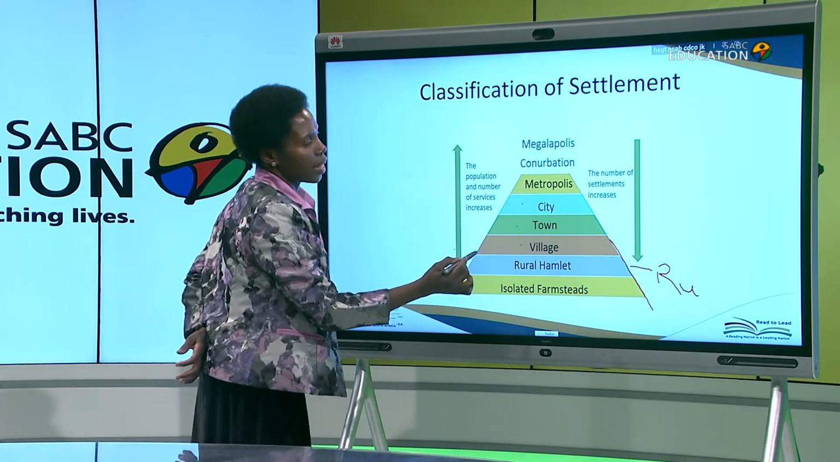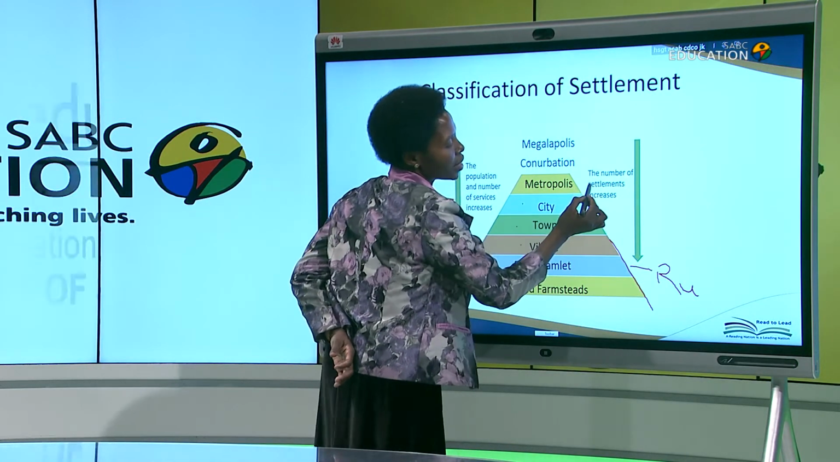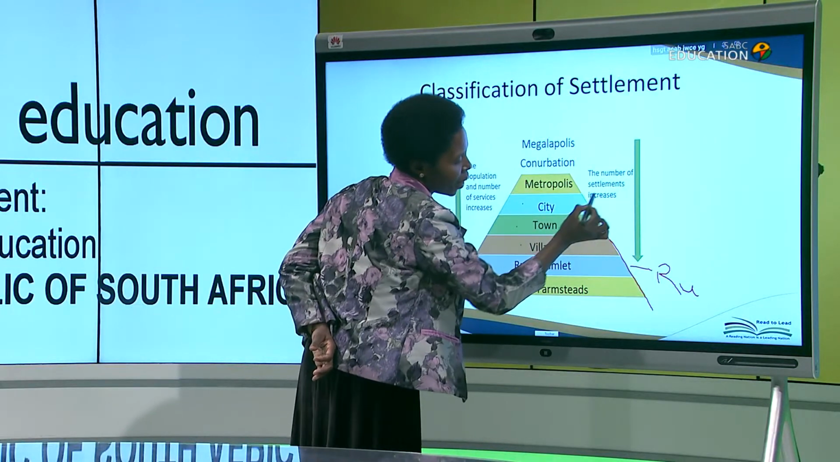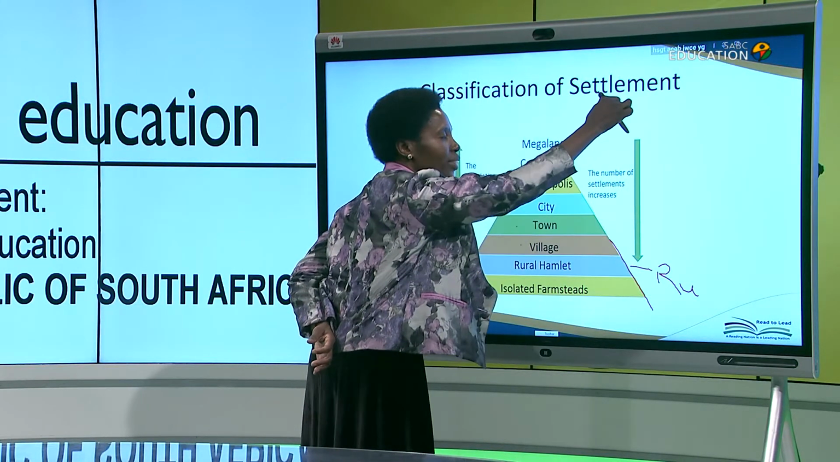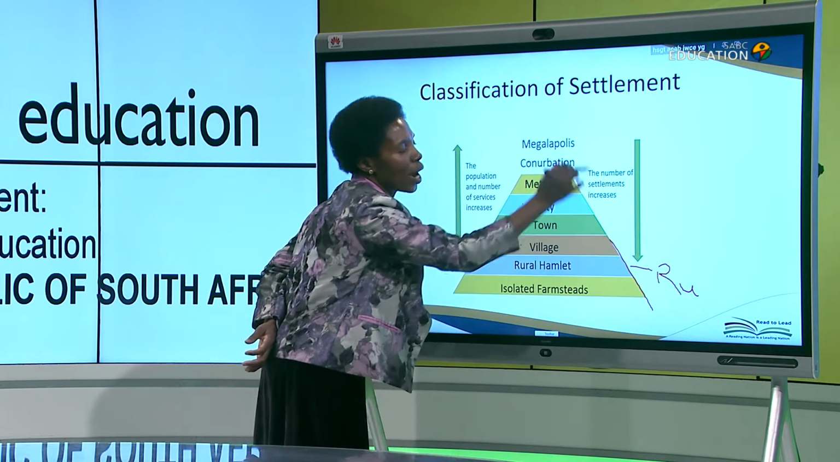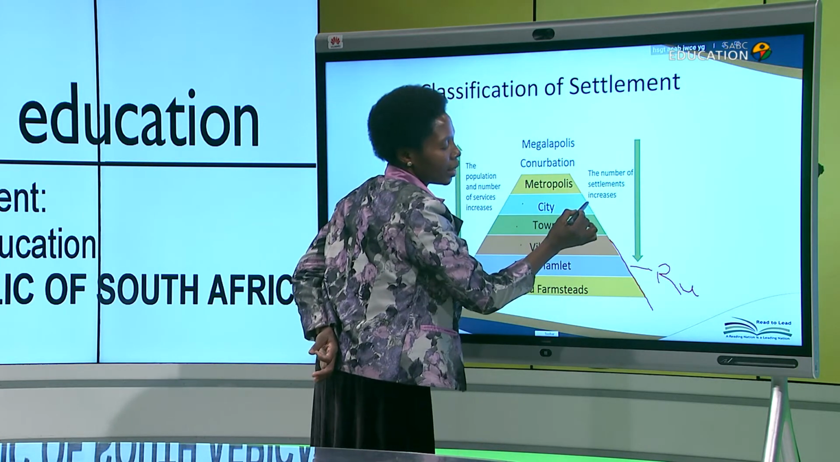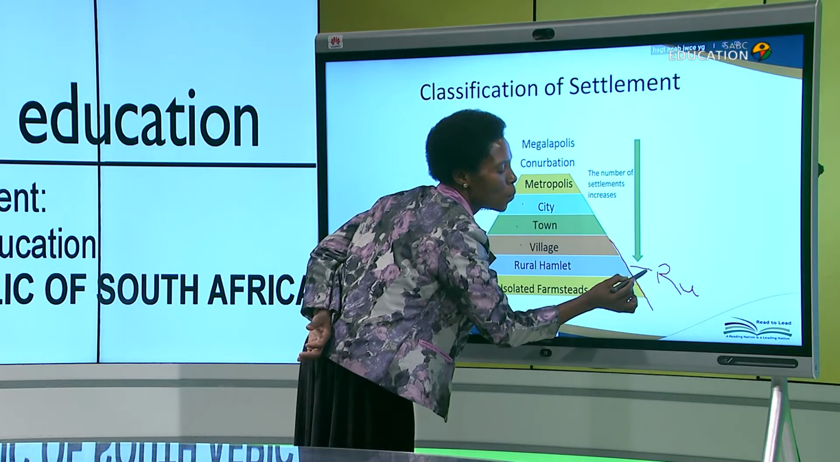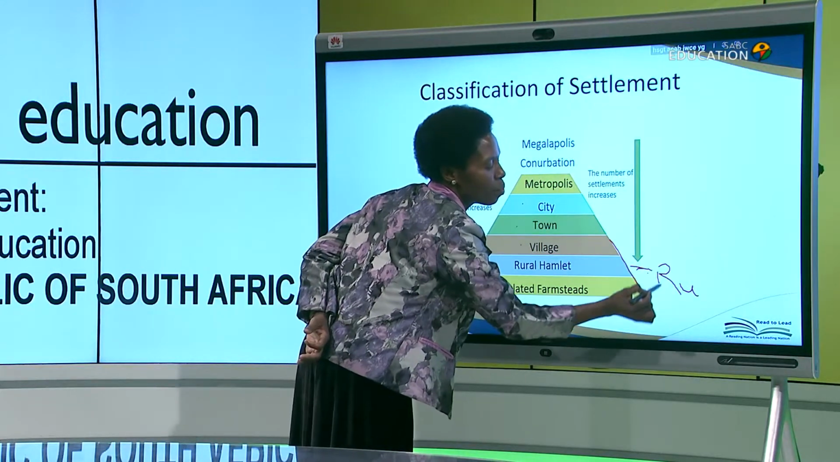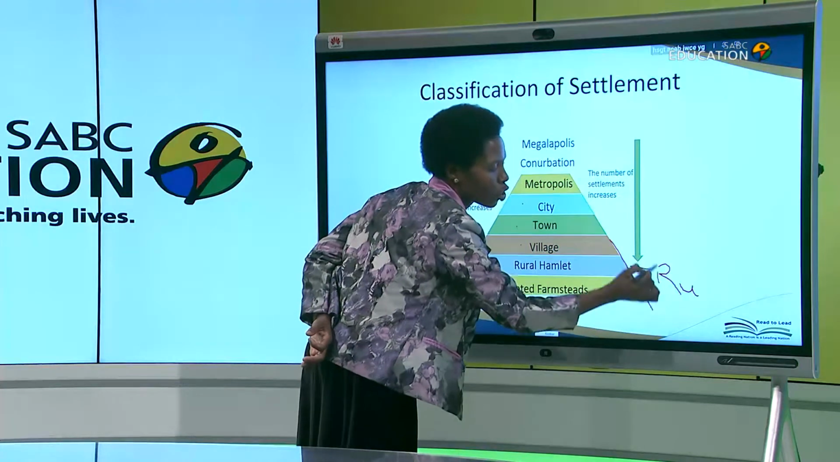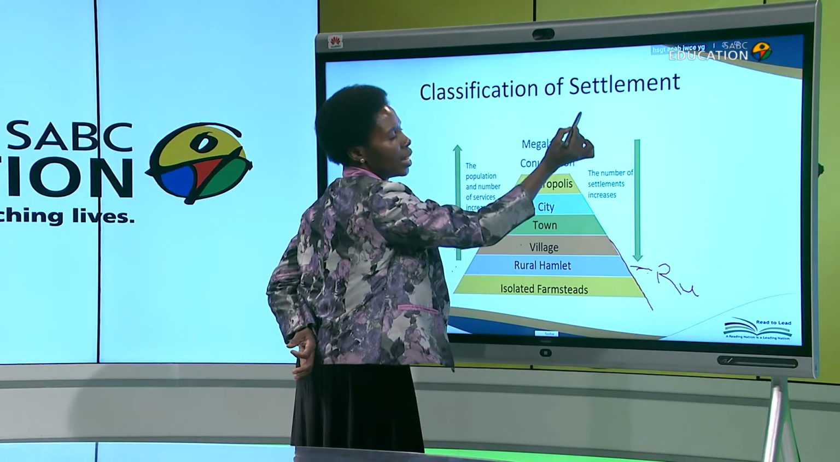Okay, on the other side, they gave us an arrow. They said the number of settlements increases, and they point an arrow down. What you need to understand is that when we talk about the number of settlements, there are more settlements in rural areas than in urban areas.